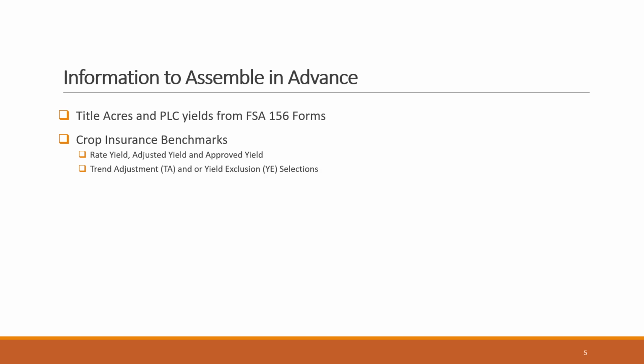In order to calculate those yields, we also need to know whether trend adjustment and yield exclusion selections were used. Most farmers are using trend adjustment and yield exclusion. That will produce different rate yield, adjusted yield and approved yields. So the answer to those questions, 3 yields for each crop, and whether TA and YE were used are inputs that we're going to need for the model.